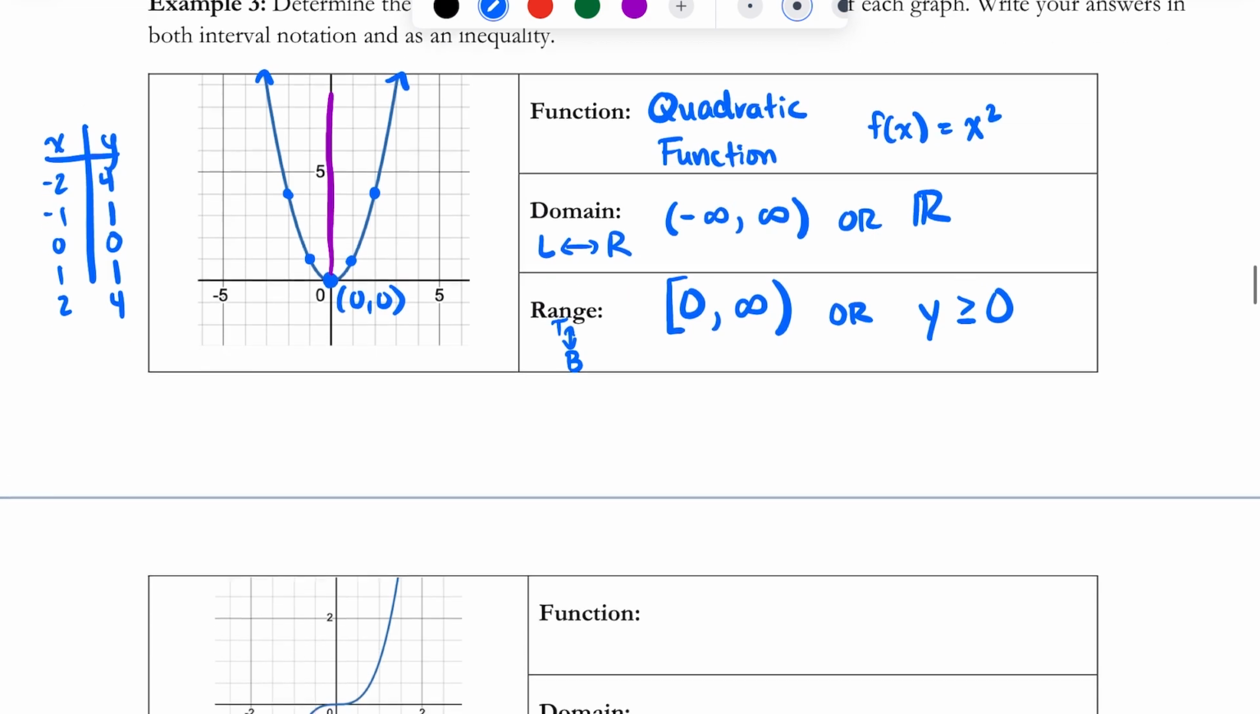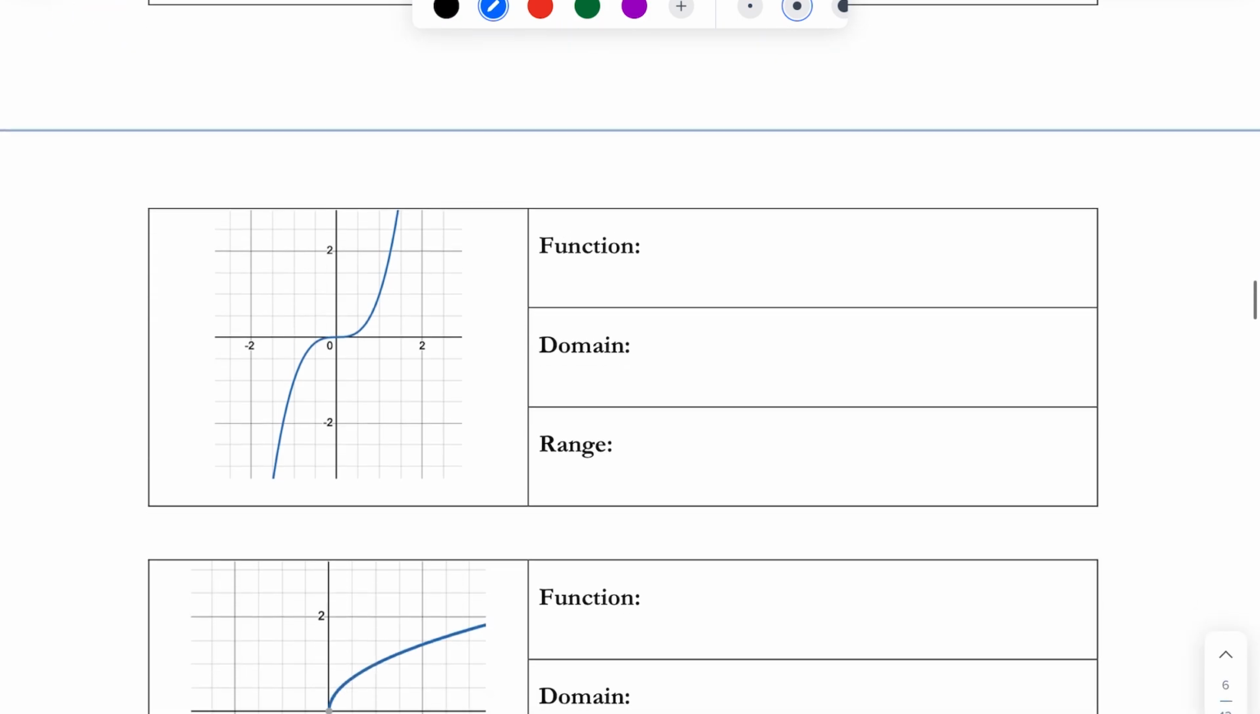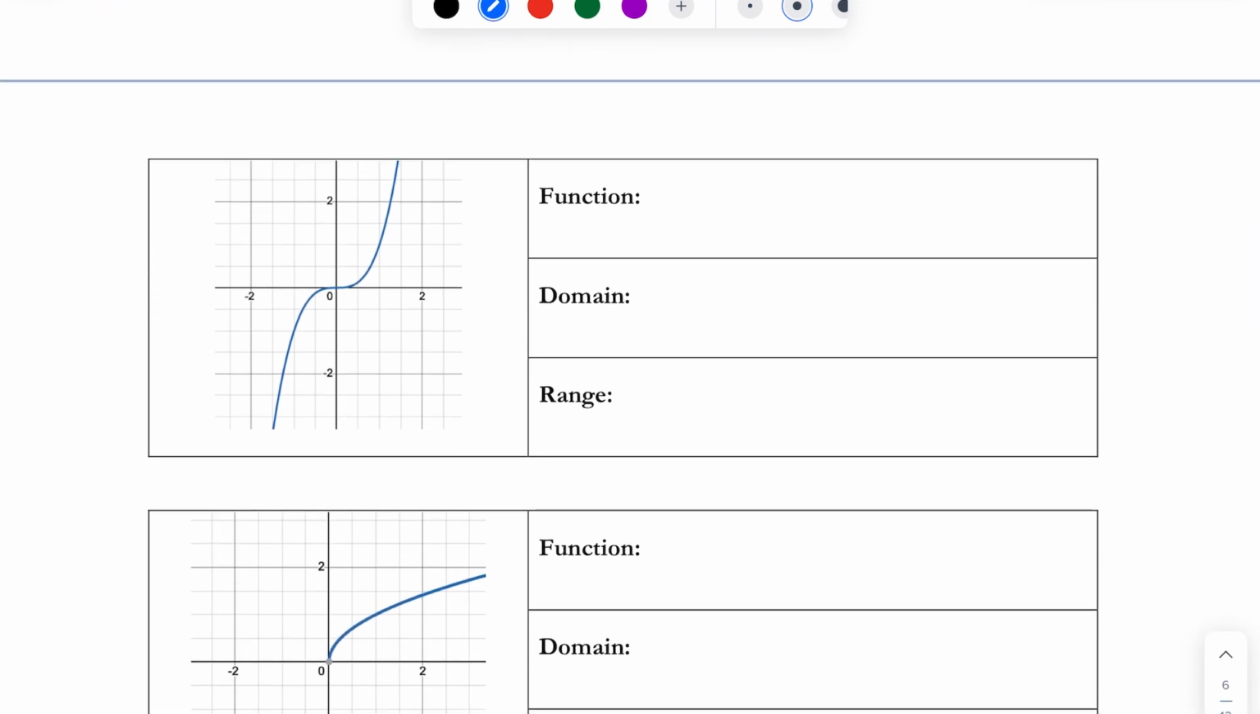Let's go to our next one here. We'll notice here, this one right here is giving us this S-curve. Kind of a flat S, but that's okay. This one right here is our cubic function.